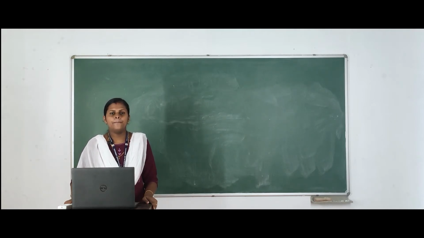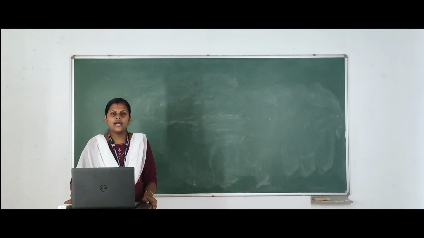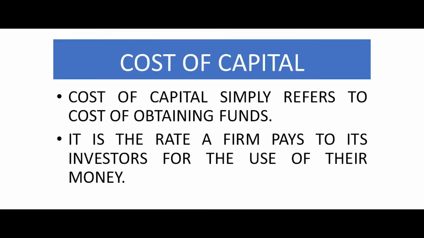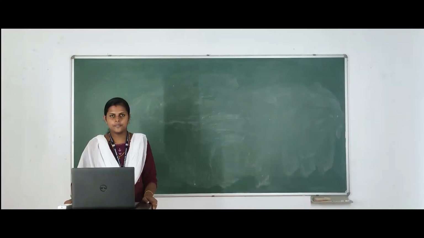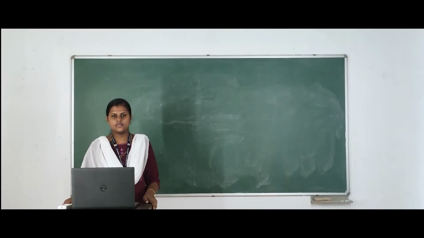Next one, meaning of cost of capital. Cost of capital simply refers to the cost of obtaining funds, and it is the rate that a firm pays to its investors for using their money. Next one, cost of preference share capital. It is the rate of dividend expected by the preference shareholders.